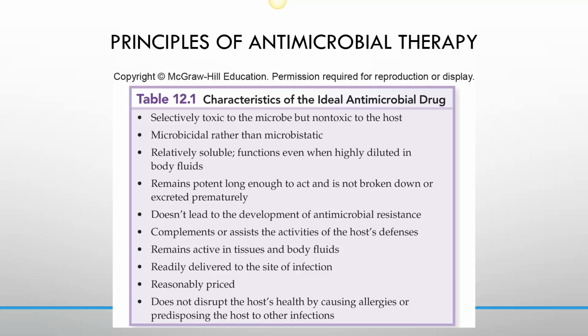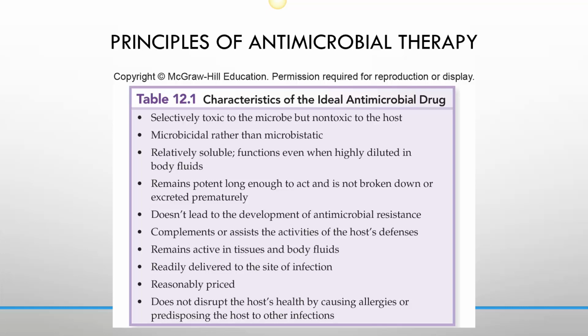Remains active in tissues and body fluids, so that kind of goes along with what I talked about with the drug being absorbed into your bloodstream. Readily delivered to the site of infection. Reasonably priced, and does not disrupt the host's health by causing allergies or predisposing the host to other infections.